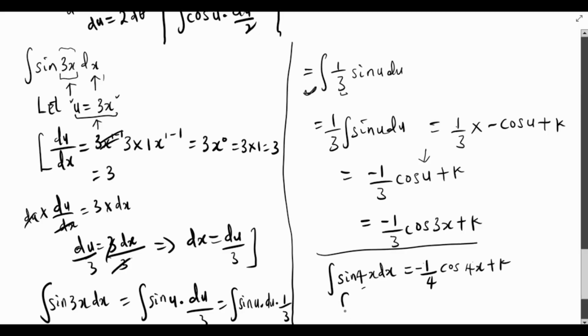That's the simple way. If it was cos 4x dx, for instance, make 4 the denominator and we have 1 over 4. Integrate cos x, it's sin, right? Sin 4x, remember your 4x, plus k.